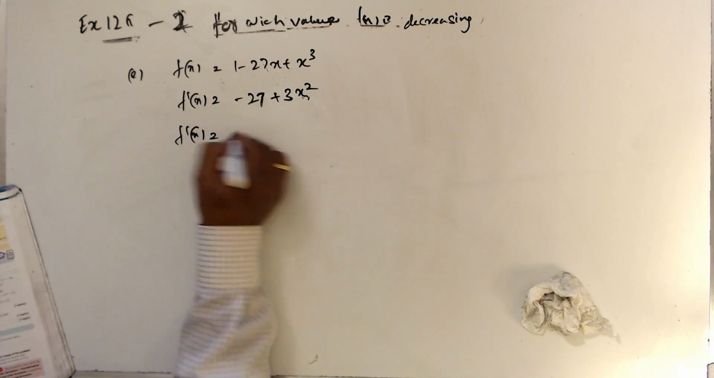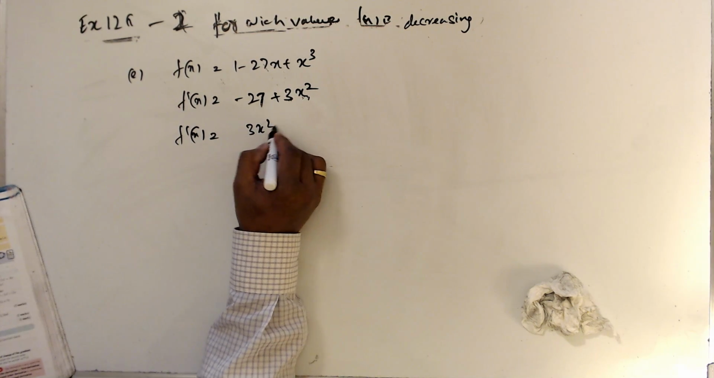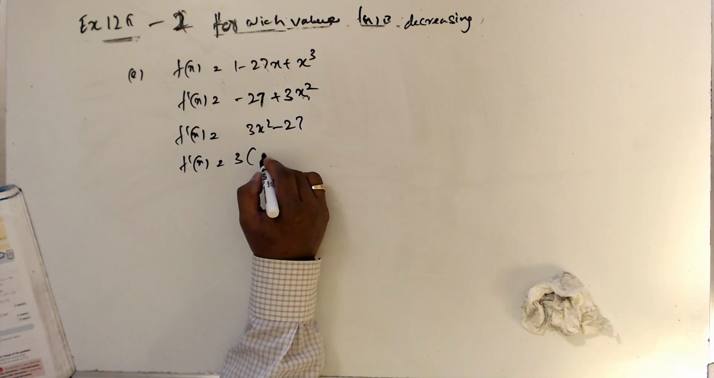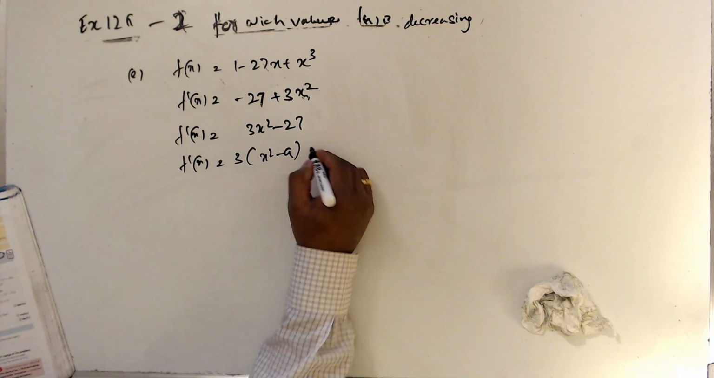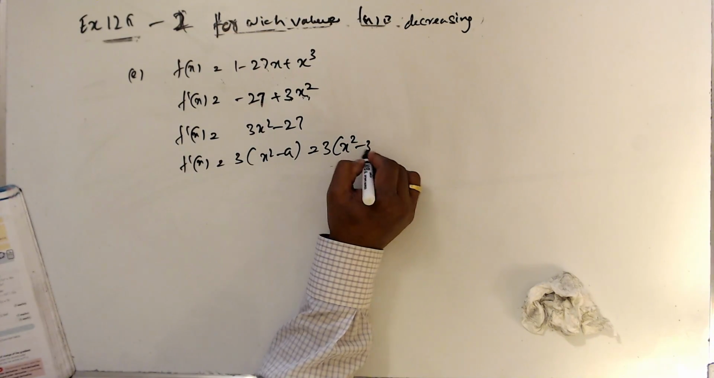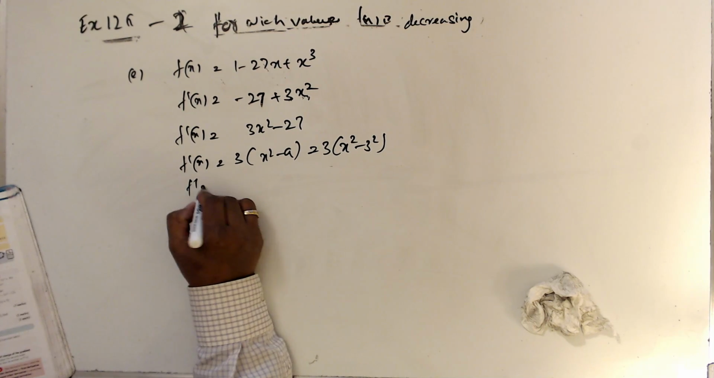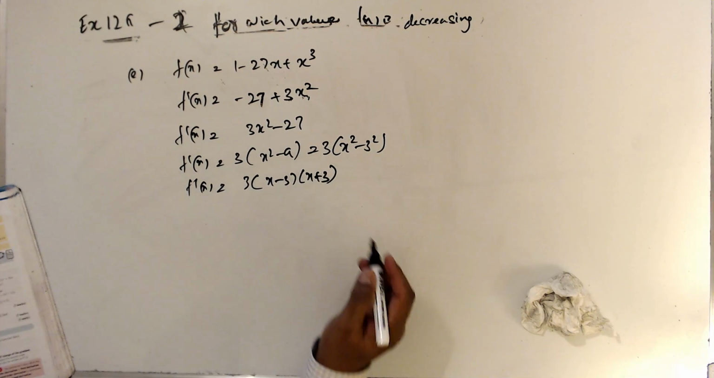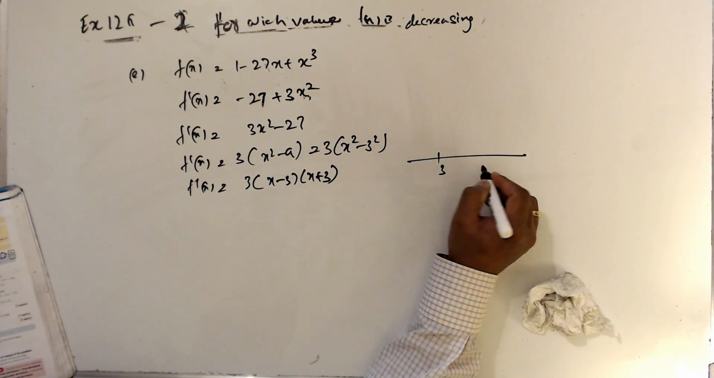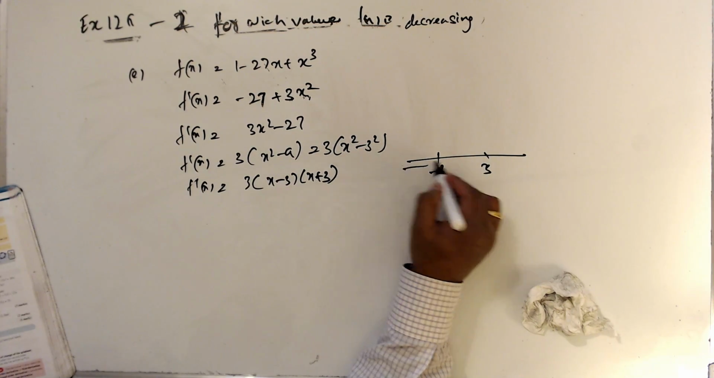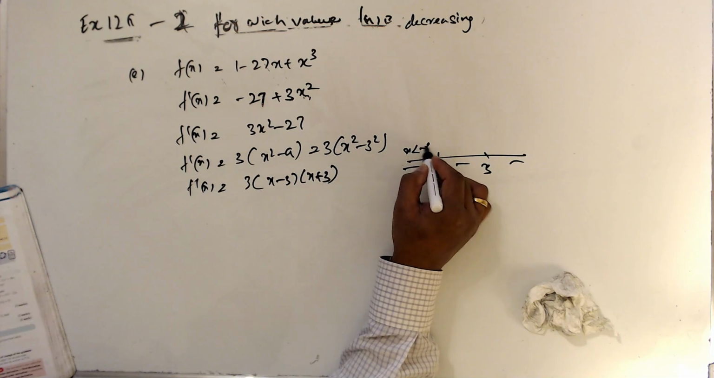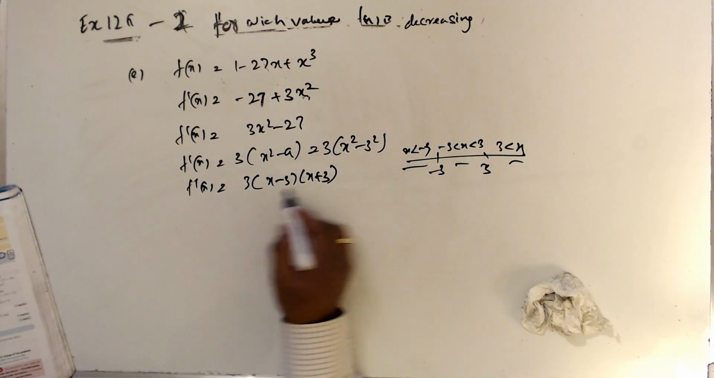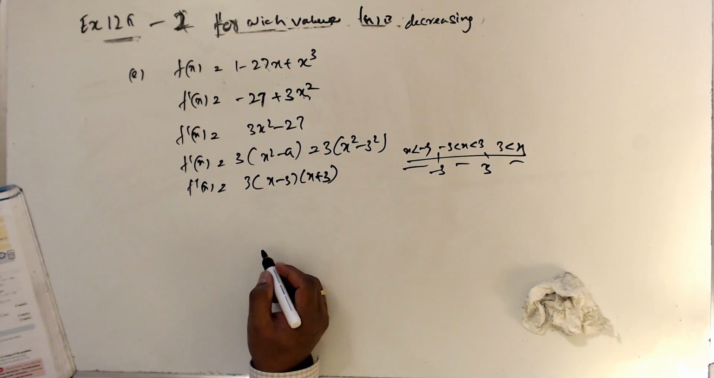F dash x equals 3x squared minus 27. When I take 3 out, this is x squared minus 9, which is 3 times x squared minus 3 squared. So f dash x is 3 times x minus 3 times x plus 3. Now you can see that this number line is going to be minus 3 and 3. So there are 3 areas: x less than minus 3, minus 3 less than x less than 3, and 3 less than x. Because when you equal to 0, you will see this.